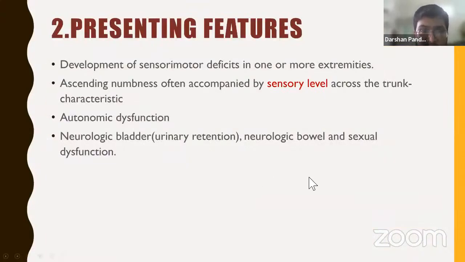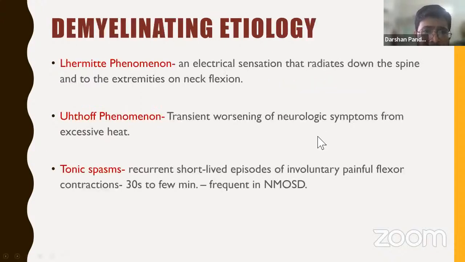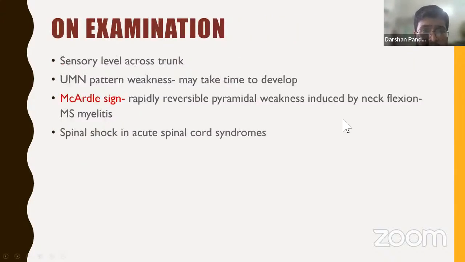The presenting features are development of sensory motor deficits in one or more extremities, ascending numbness often accompanied by a sensory level, which is quite characteristic, and autonomic dysfunction with neurogenic bladder, commonly urinary retention, neurogenic bowel, and sexual dysfunction. In demyelinating etiology, there are 3 characteristic phenomena: Lhermitte phenomenon, Uhthoff phenomenon, and tonic spasms, which are quite frequent in NMOSD. These are recurrent short-lived episodes of involuntary painful flexor contractions lasting 30 seconds to a few minutes. On examination, there's usually a sensory level and a UMN pattern of weakness.